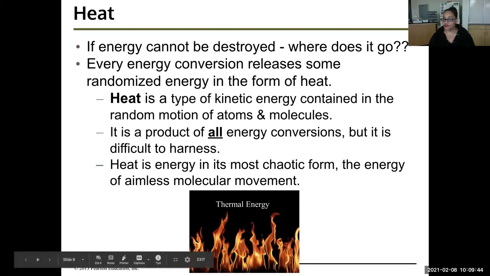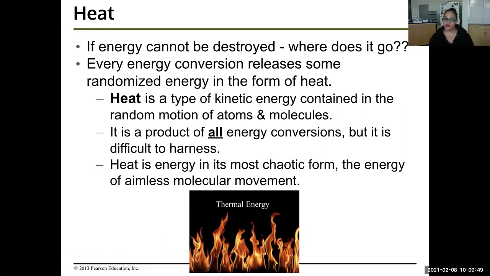Heat. If energy cannot be destroyed, where does it go? Every energy conversion releases some randomized energy in the form of heat. Heat is a type of kinetic energy contained in a random motion of atoms and molecules. It's a product of all energy conversions, but it is difficult to harness. You think of catching energy, it's not that easy. Catching heat that comes off the fire. You can't really catch that, it just kind of goes. Heat is energy in its most chaotic form. It's the energy of aimless molecular movement.